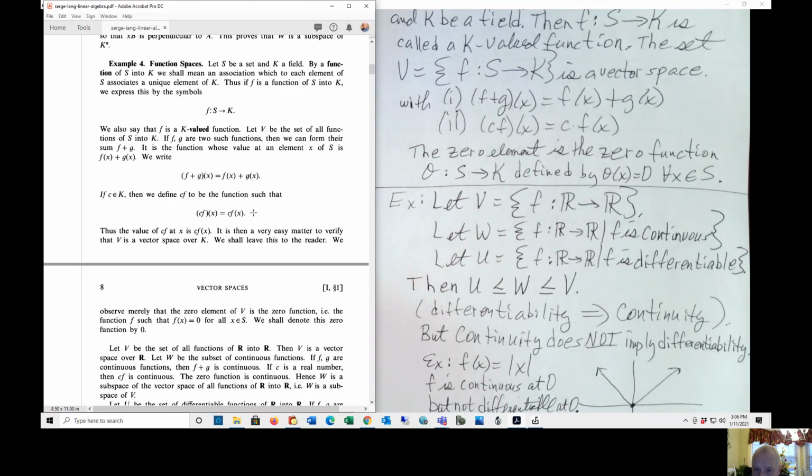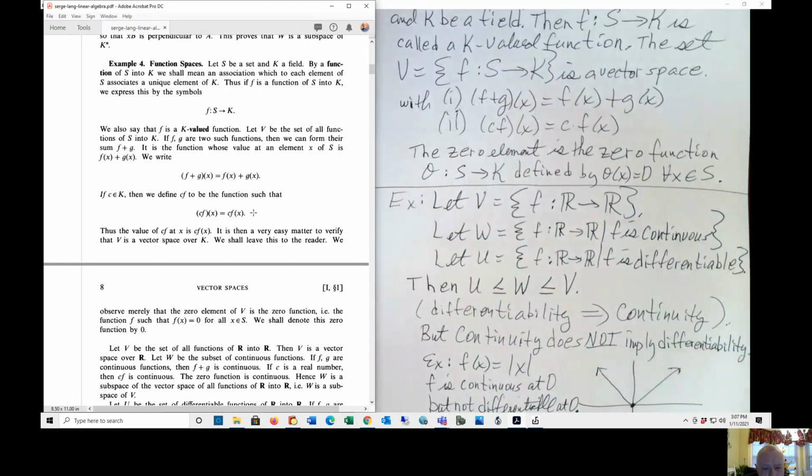And with these definitions of addition and multiplication, the set of functions from S into K form a vector space. And for example, the zero element of this function space is just the zero function. I call it theta, and it is defined by theta of x is equal to the number 0 for all x in the set S.